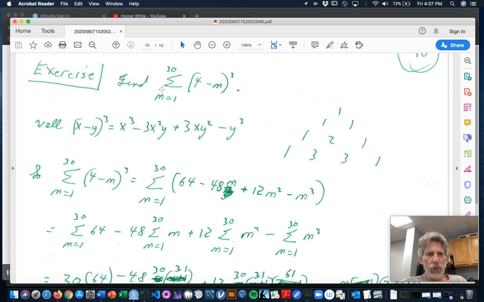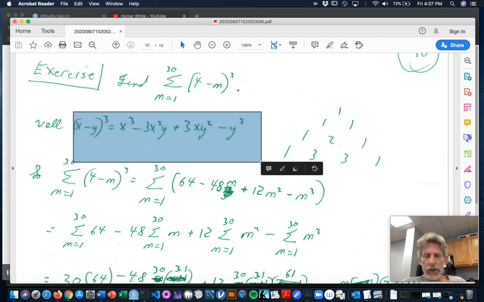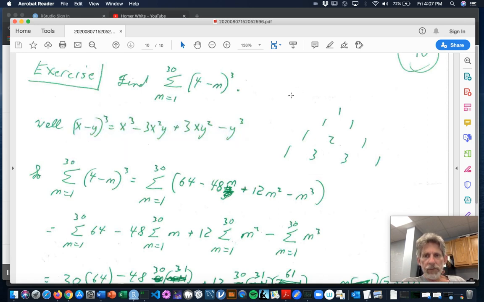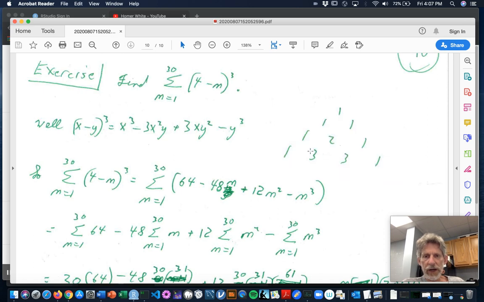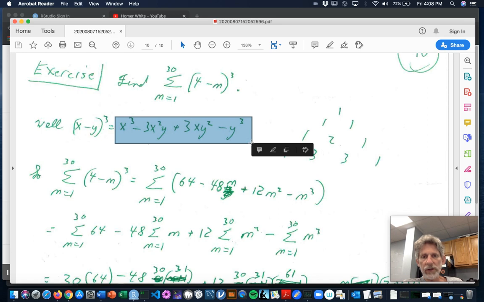So I'm going to cube 4 minus m. I think, well, how would I cube a difference anyway? How would I cube x minus y? Well, y'all may remember that to raise to powers, you can use Pascal's triangle to grab your coefficients. And if I go down to this row here that has the 3 in it, then that gives me the coefficients, and the cubing out terms are x cubed minus 3x squared y plus 3xy squared minus y cubed.